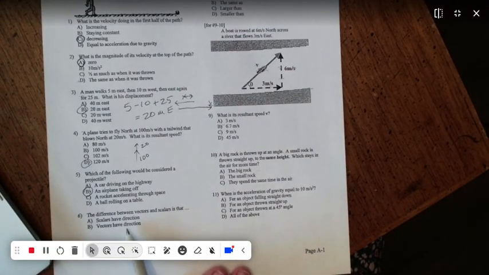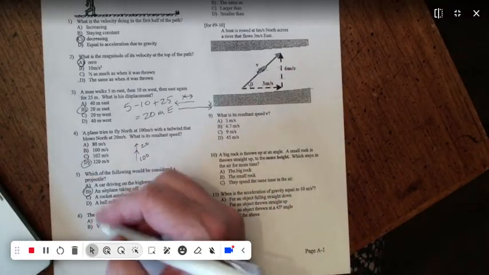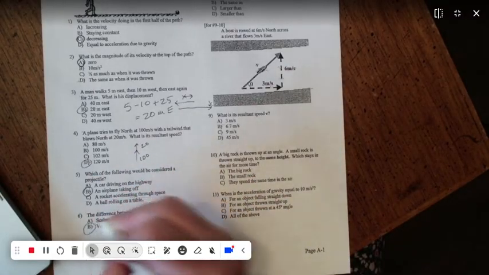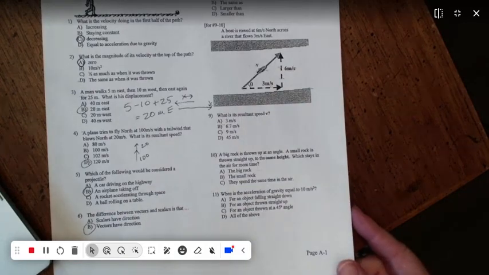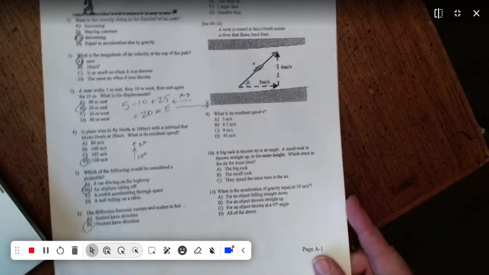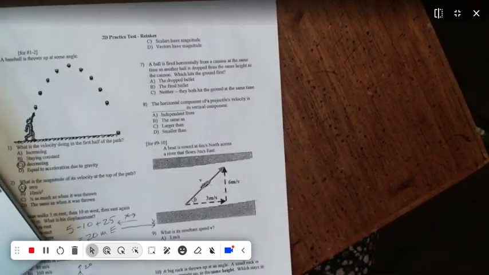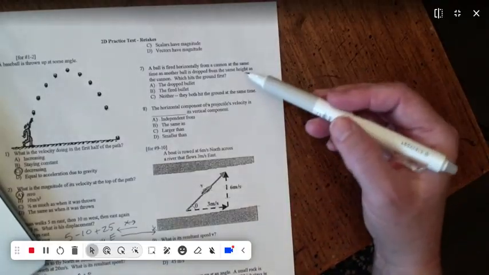Difference between vectors and scalars, we talked about that in the last video. Vectors have direction. That's the big difference there, okay? Scalars don't have any direction, they're just a number. Vectors have a number value, but they also have direction.